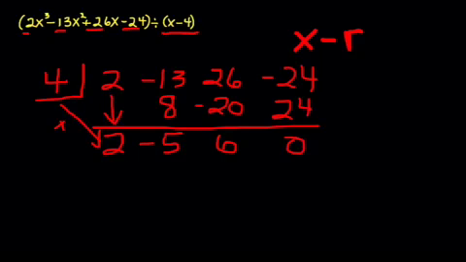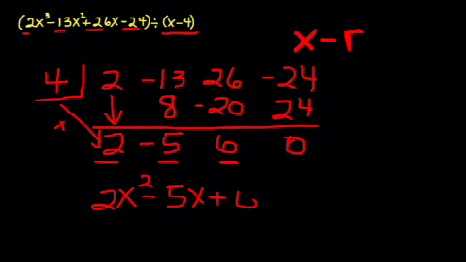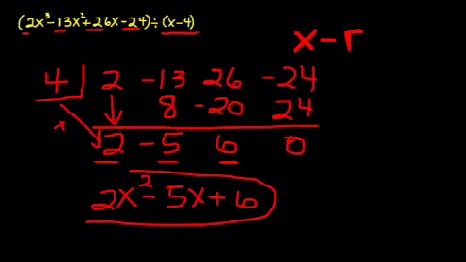And then to write out the final problem, I count backwards basically. This is the constant. This is my value for x. This is my value for x squared. 0 would be the remainder. So when I write this out, I'm going to write 2x squared minus 5x plus 6. And that is my answer for that division of 2x cubed minus 13x squared plus 26x minus 24 divided by x minus 4 using synthetic division. A much shorter, much quicker way of doing things than doing it with polynomial long division.